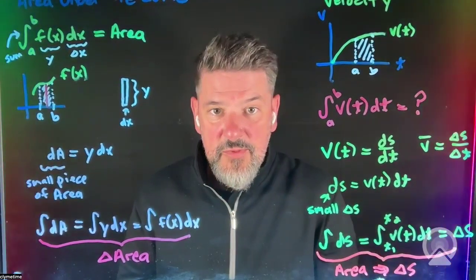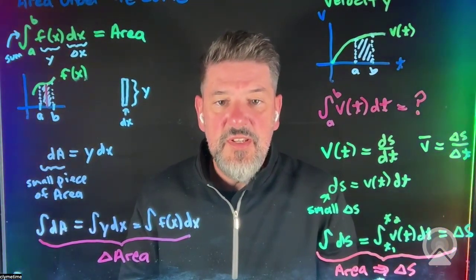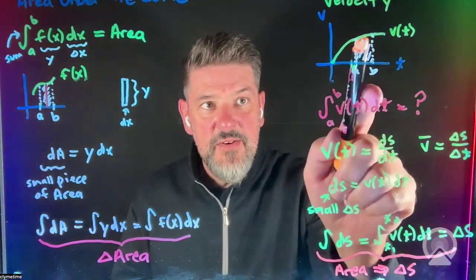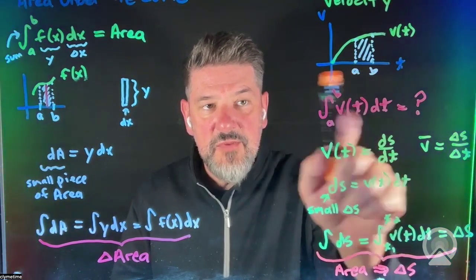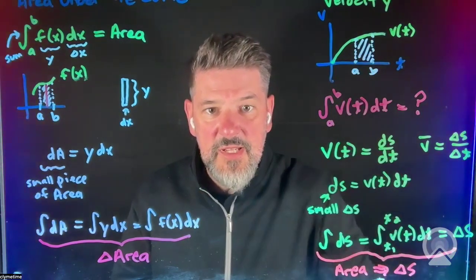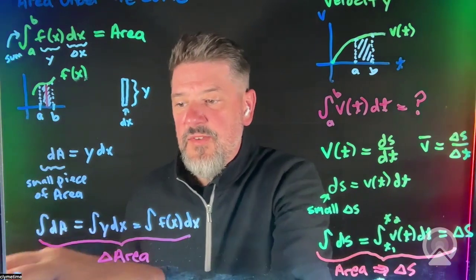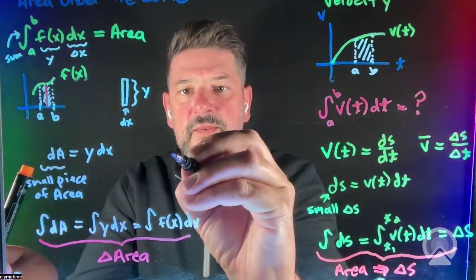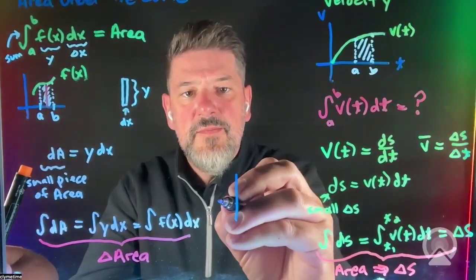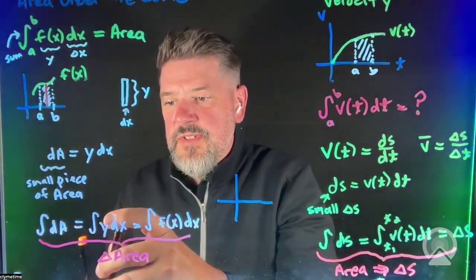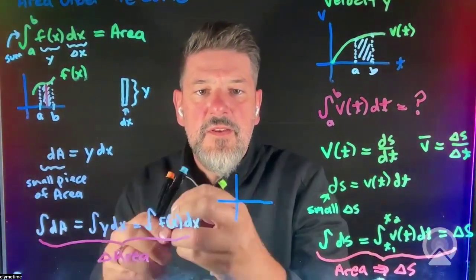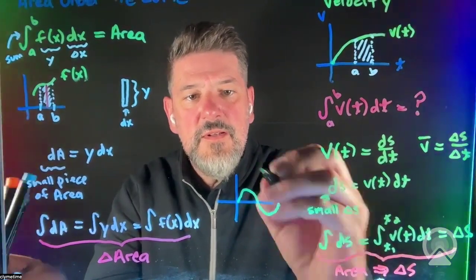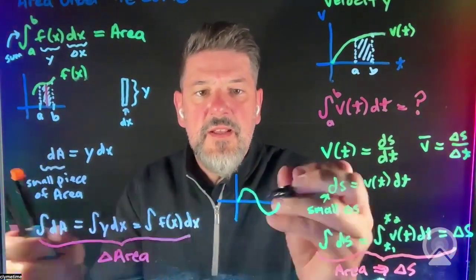So while that is true, we have to be careful of something here. A change in position is not the distance traveled. In this case, it would be. The area underneath the curve, which is a change in position, would also represent the distance traveled from A to B. But it's not always that. So I need to show you an example of what I'm talking about. Let's say we have a curve that looks something like this. It's called sine and cosine.